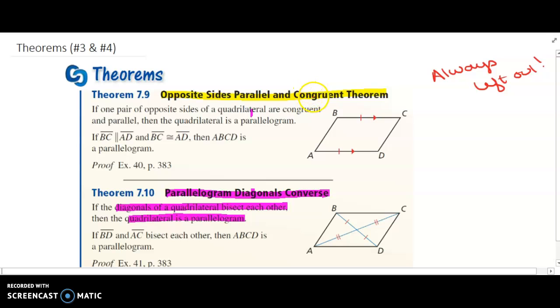This is the opposite sides parallel and congruent theorem, which tells us that if one pair, so we only have one pair, of opposite sides in the quadrilateral are congruent and parallel, then it's a parallelogram. All we need is one pair to be both congruent and parallel. On this figure here, BC is congruent to AD, and it's also parallel, so we don't need to know anything about these other two sides. That's enough to say that this is a parallelogram.